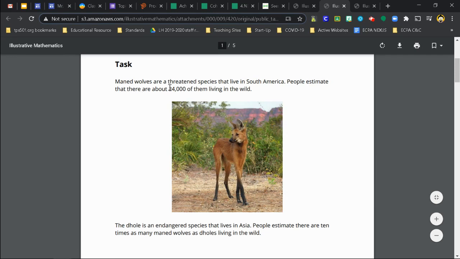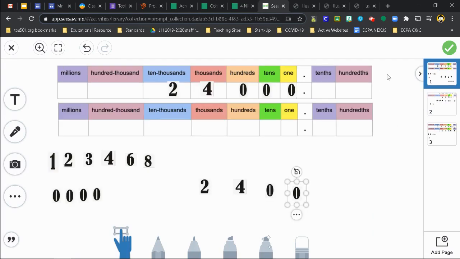For example, in this problem, maned wolves are a threatened species. This is a maned wolf. Look at this weird looking thing. Look at those legs. Stuff of nightmares. Maned wolves are a threatened species that live in South America. People estimate that there are about 24,000 of them living in the wild. So 24,000. Let's go ahead and stop there and head back to our seesaw. So 24,000 on our scale.